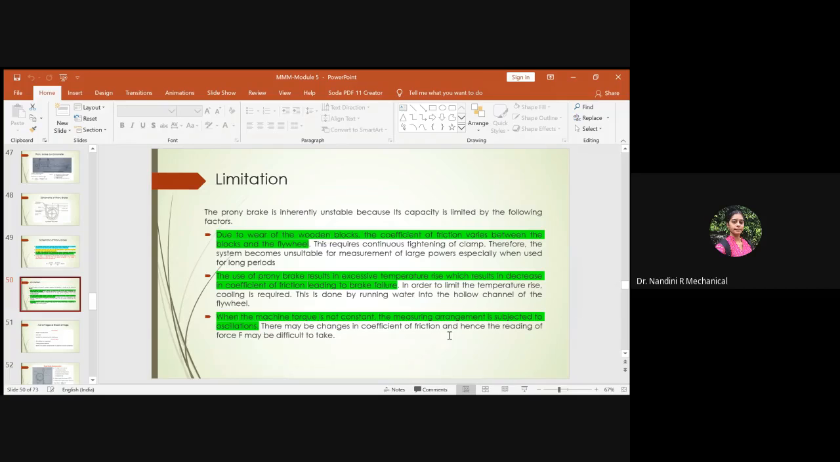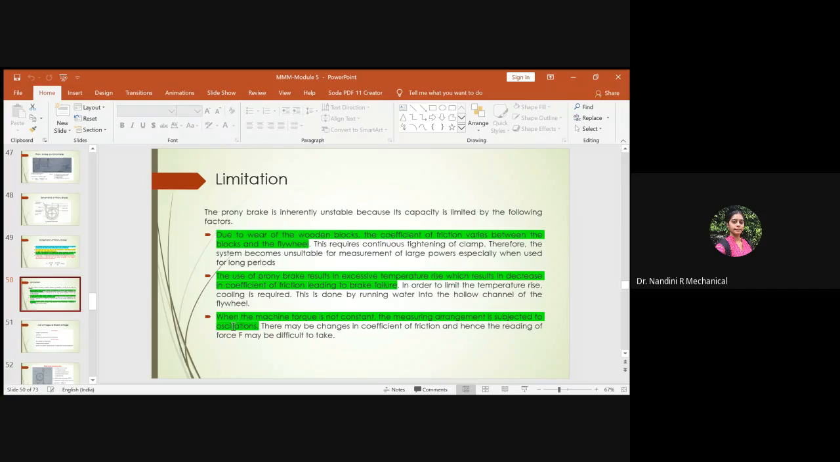The second one is that the use of Prony brakes results in excessive temperature rise, which again decreases the coefficient of friction. In order to overcome the loss or variation in the coefficient of friction, one has to use a cooling effect. If you can make some alternative arrangement for continuous cooling, then this limitation can be overcome.